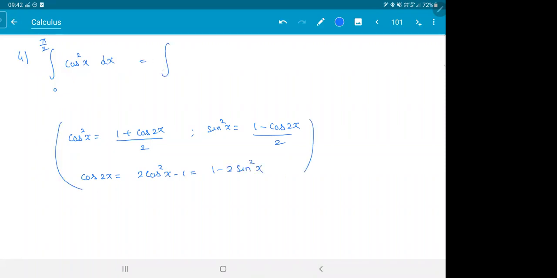So how do you integrate this guy? You write it as 1 plus cos 2x by 2. Now you can integrate. You can't integrate cos squared x, but you can integrate 1 plus cos 2x. Get it? Trigonometry plus calculus combinations.